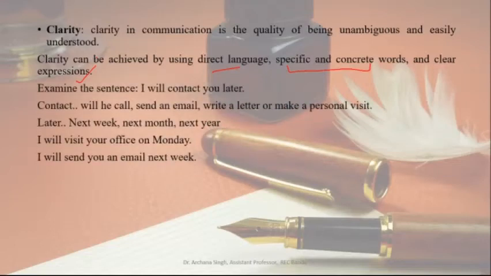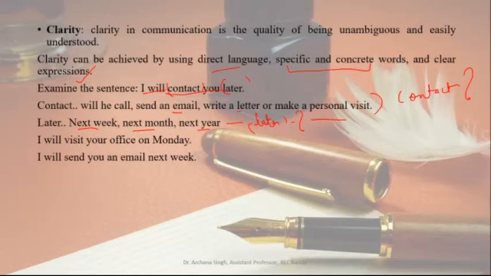Let's understand this. If I write a sentence, "I will contact you later," "later" and "contact" will give different perceptions to you. Contact: whether he's going to call you, write or send you an email, write a letter, or make a personal visit. So how he's going to contact you is not clear. Then later: whether he's going to meet you next week, next month, next date, or the next day. Again, how he's going to contact you is not clear. It means this is a very ambiguous sentence.